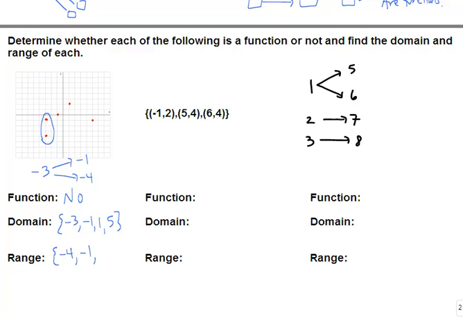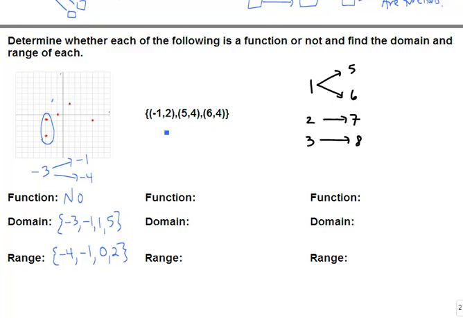We only need to list the -1 once. The next point here has a y value of 0. And the highest point up here had a y value of 2. So we have our domain and our range, and this was not a function because we had 2 vertical points, 2 points that shared the same x value but had different y values.